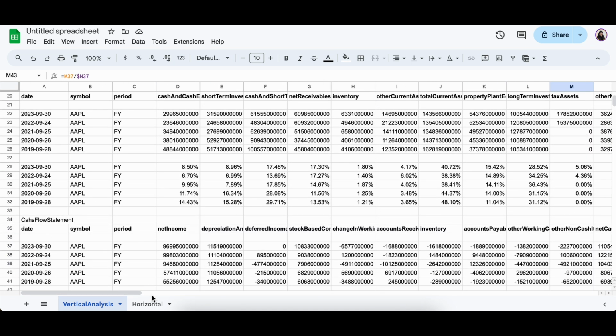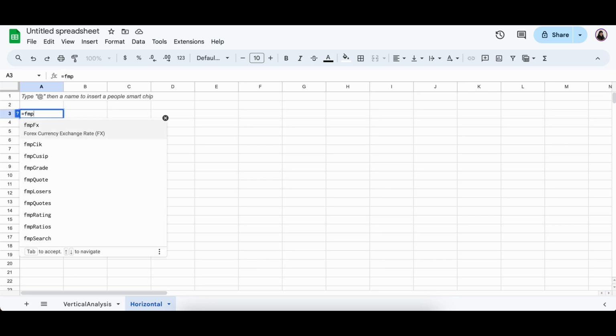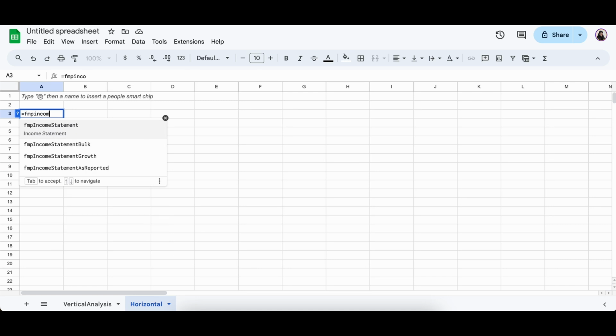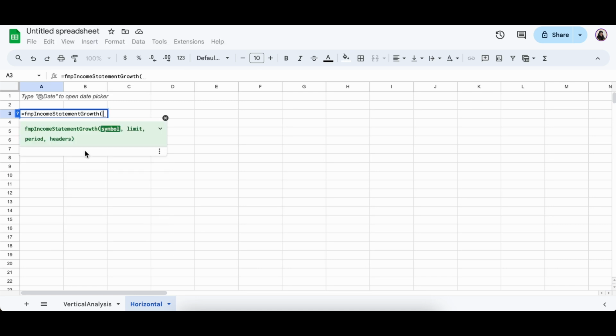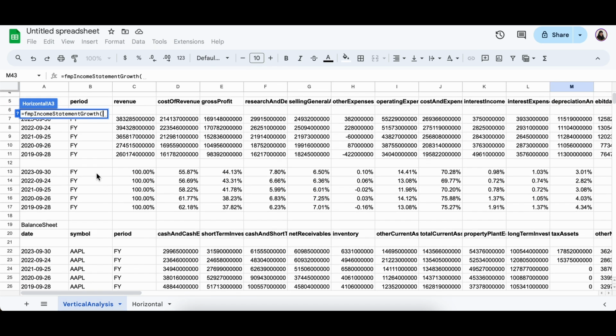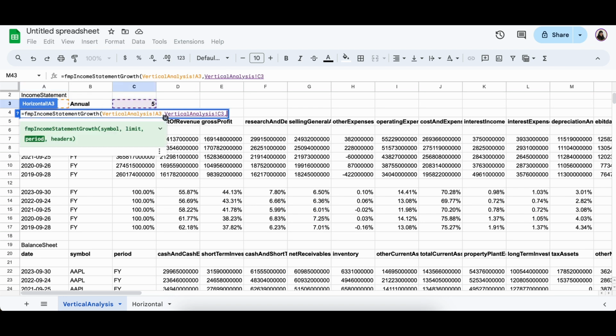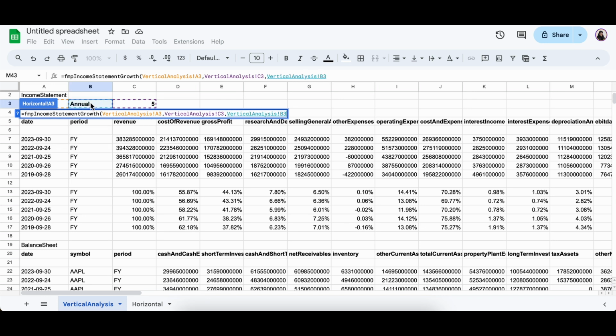Now let's perform the horizontal analysis really quick. For horizontal analysis, it's even simpler. You press FMP, then go to income, but this time you press the FMP statement growth, income statement growth. Again, you take three parameters. This is the ticker, then limit to 5 years. Of course, you can put more years. And the period, we put annual. 3 is enough. In this case, we don't need more data.